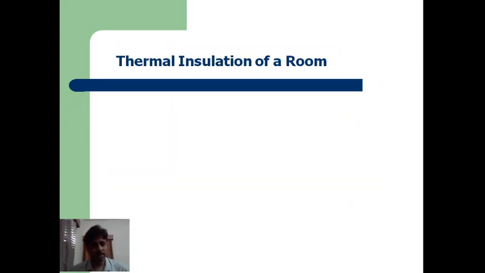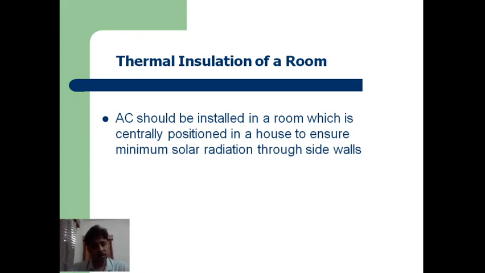Now, thermal insulation of a room. AC should be installed in a room which is centrally positioned in the house to ensure minimum solar radiation through the side walls. In the very first slide, I showed you the heat load on a refrigerated and air conditioned space. If the room is located centrally, where no direct heat is coming from solar radiation or thermal conduction, that room will be a much better option to install your AC, because that will give you a lot of efficiency, and the efficiency of the AC will be increased many times. So always install your AC where there is no direct heat coming inside the room.